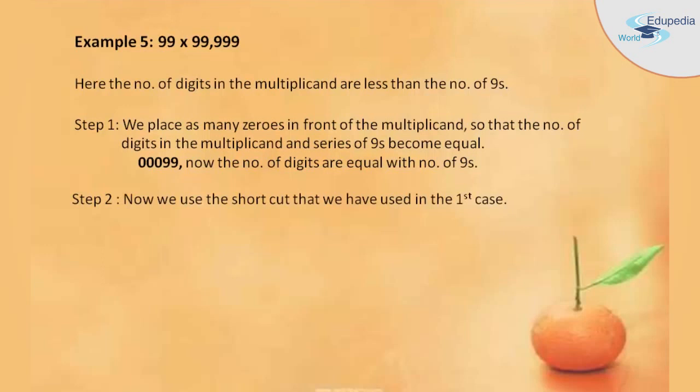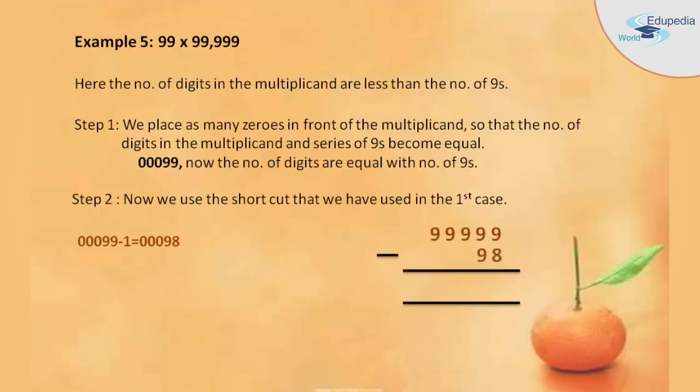Now the number of digits in both the multiplicand and the series of 9s have become equal. So step number 1 of case number 1 shortcut is that we deduct 1 from 99, the multiplicand, and you will get 98. Step number 2 of case number 1 shortcut is that we deduct the difference we got from step number 1 from the series of 9s, that is 99,999 minus 98. 9 minus 8 you will get 1, 9 minus 9 you will get 0, and since there are no more digits to take off from the 9s, we write those 3 9s as they are.